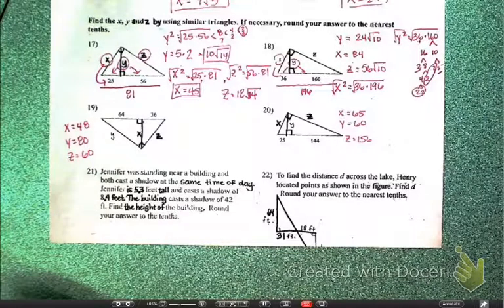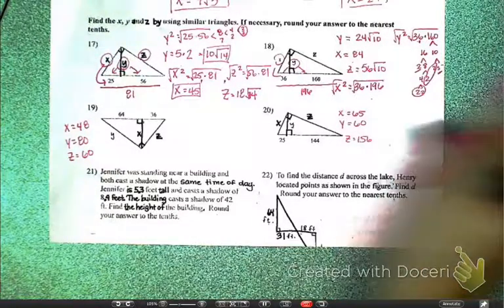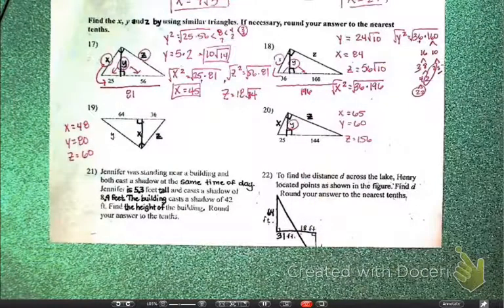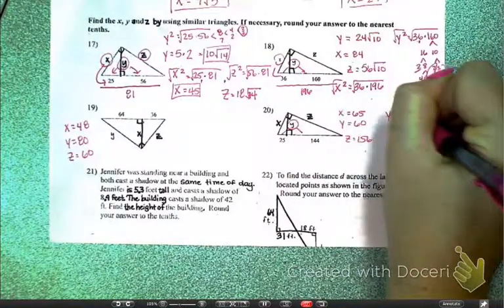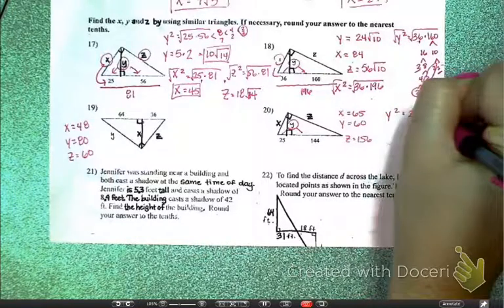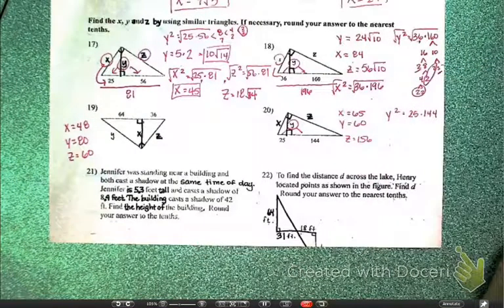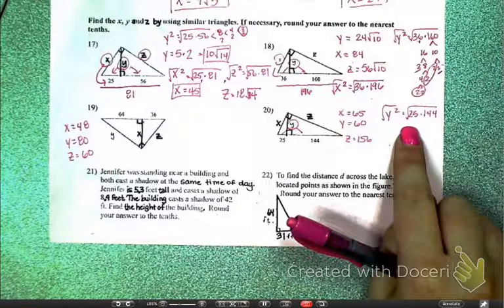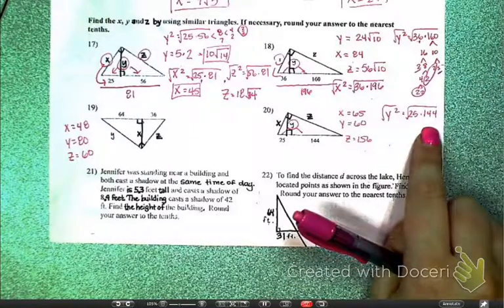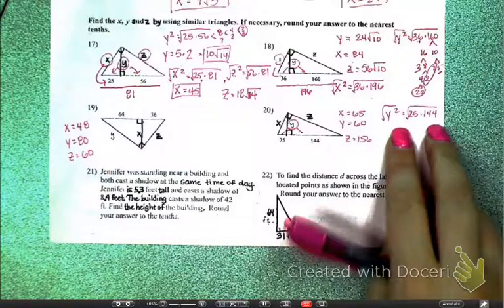Can you do the y for them? Sure. So for y, it's your altitude. So y squared equals 25 times 144. Square root of 25 is 5. Square root of 144 is 12. 5 times 12 gives you 60.